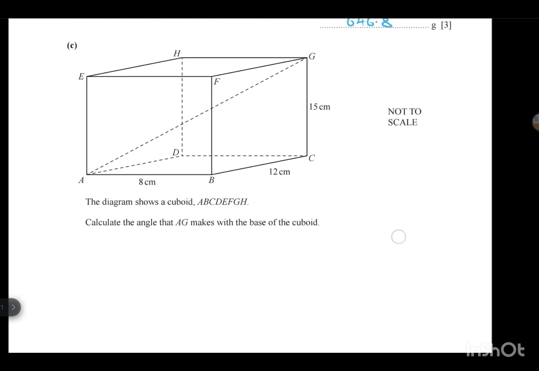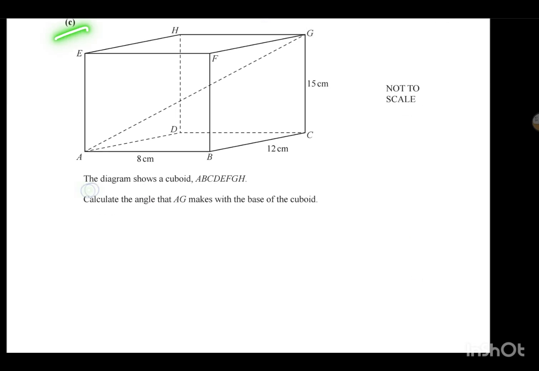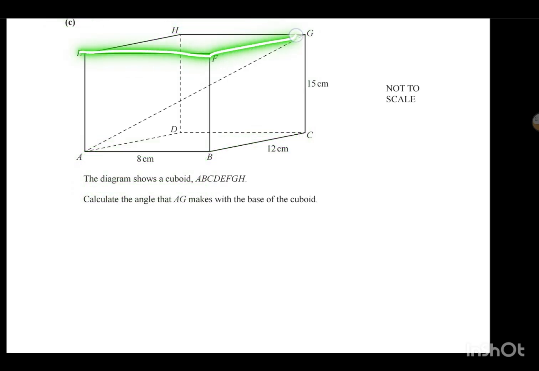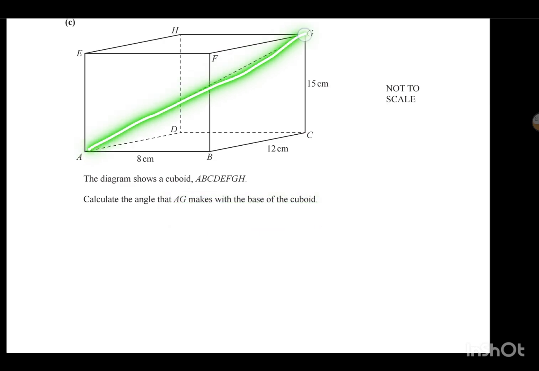Question number C now. In question C, the diagram shows a cuboid A, B, C, D, E, F, G, H. Yeah, this is a cuboid. Calculate the angle that AG makes with the base of the cuboid. So AG is this line. You have to find out the angle made by this line with the base.